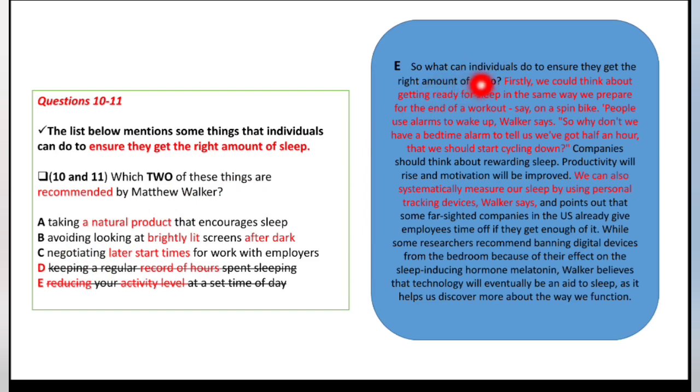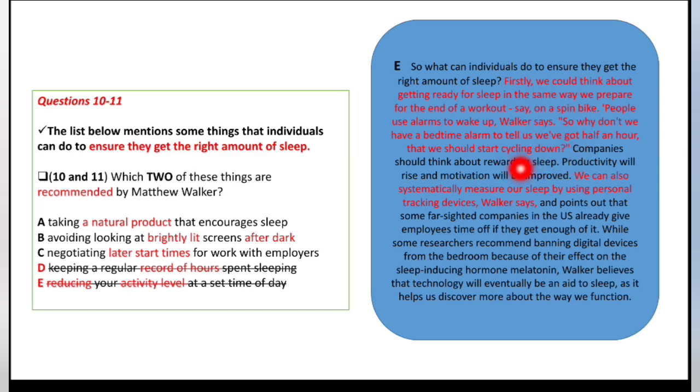So what can individuals do to ensure they get the right amounts of sleep? Firstly, we could think about getting ready for sleep in the same way we prepare for the end of a workout, right? Have a look. They're comparing the sleep to a kind of workout in the gym, say on a spin bike, right? People use alarms to wake up, Walker says. So why don't we have a bedtime alarm to tell us we've got half an hour that we should start cycling down? So here you're cycling as quickly as possible, and he suggests that we should set some alarms telling us that we should cycle down, which means slow down cycling, right?